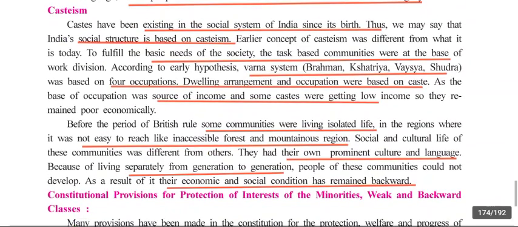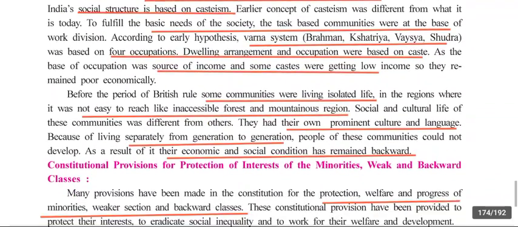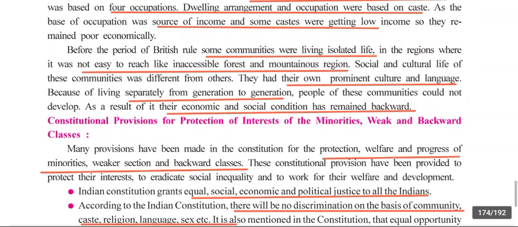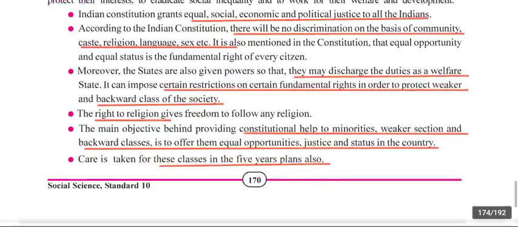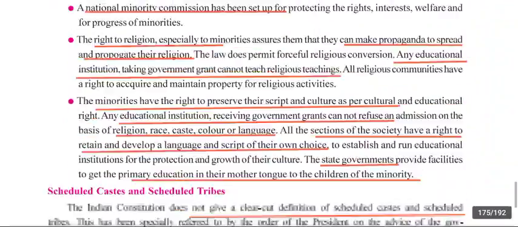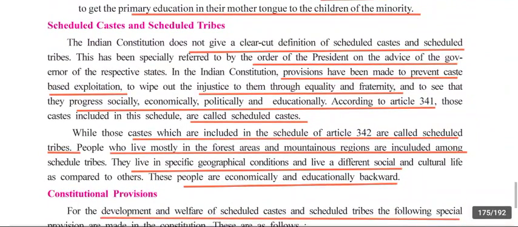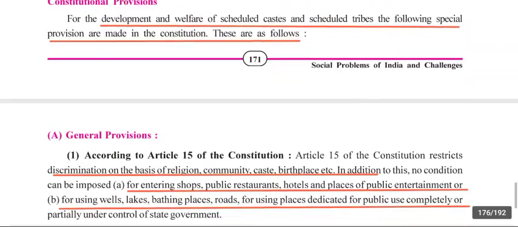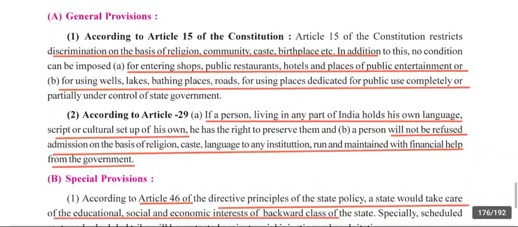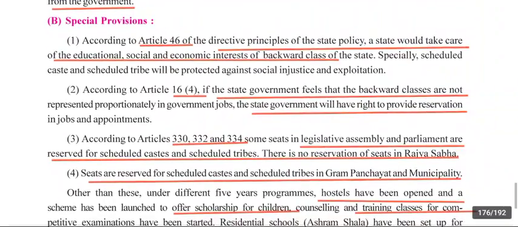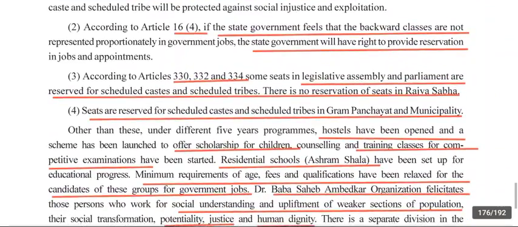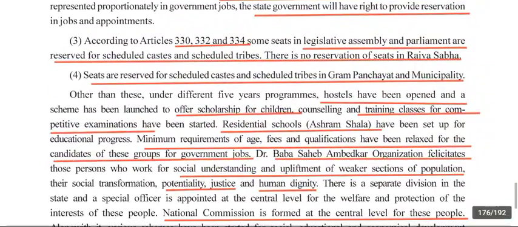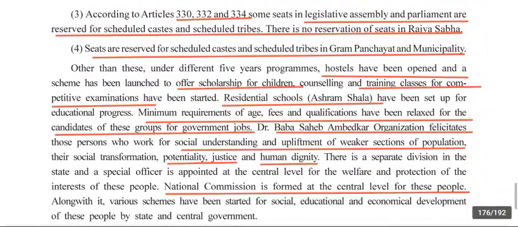We also discussed what is the caste system, how it discriminates people based on their castes, based on their geographical races, etc. Then we discussed the minorities and then scheduled castes and scheduled tribes of Article 341 and 342. We also studied the constitutional provisions, the general provisions and special provisions for SC and ST. That was where we ended our last tutorial.